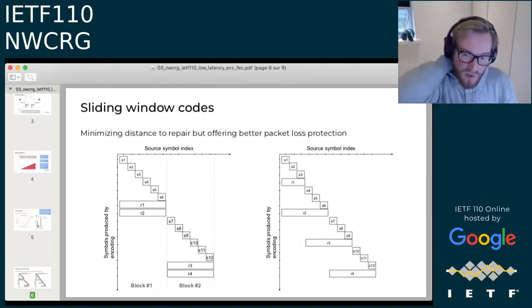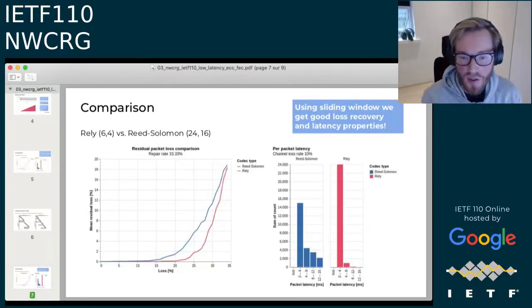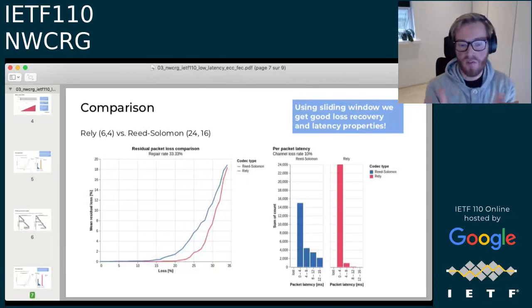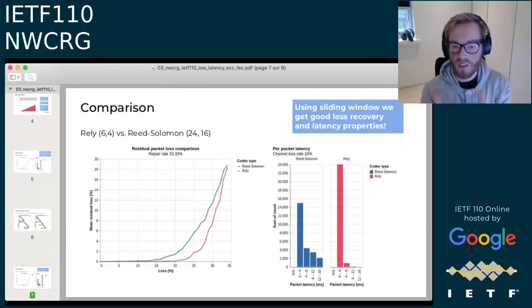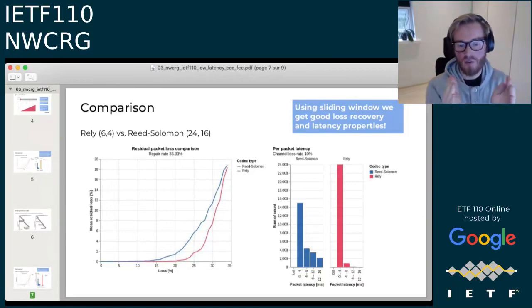If we look at the results for a sliding window implementation versus the Reed-Solomon implementation on the next slide, to make it fair, we made the sliding window code only code over 24 symbols. So it's not keeping data inside the encoder for longer than the Reed-Solomon code does, but it slides packets out of the encoder as they become too old. We have a repair pattern here similar to the small Reed-Solomon code, where every 4 packets we generate 2 repair, and previously the 6,4 Reed-Solomon code had a worse residual packet loss profile than the larger Reed-Solomon block code.